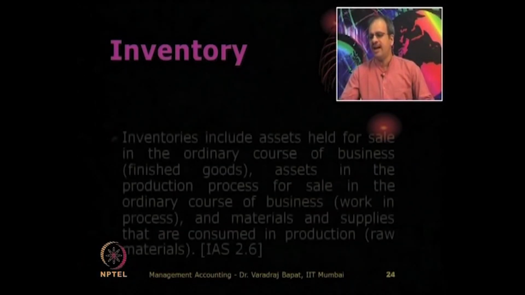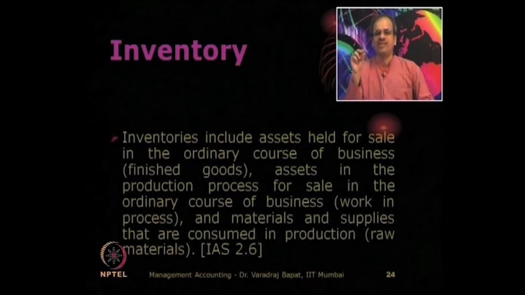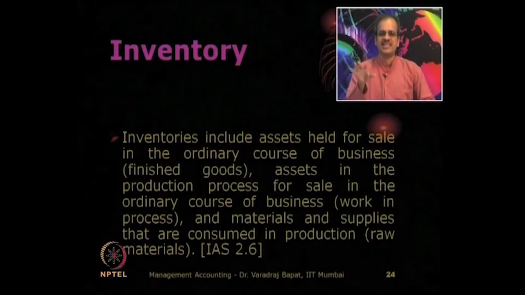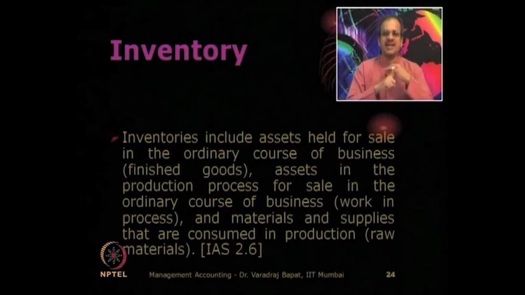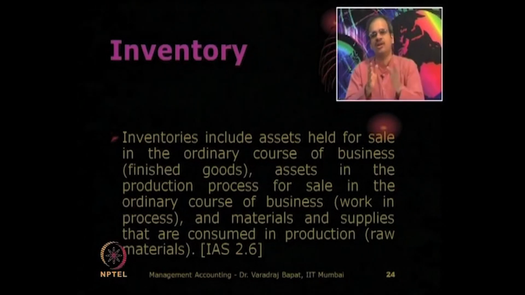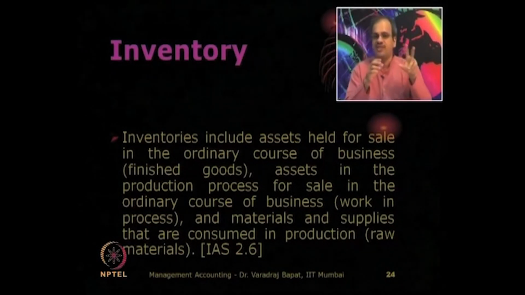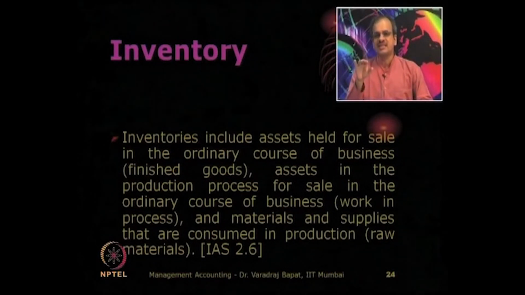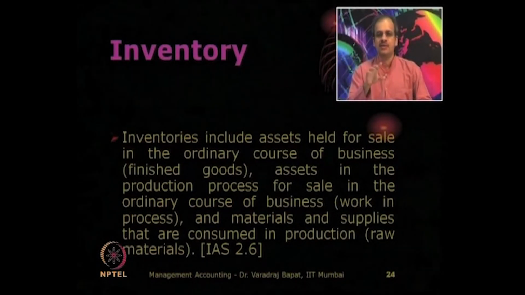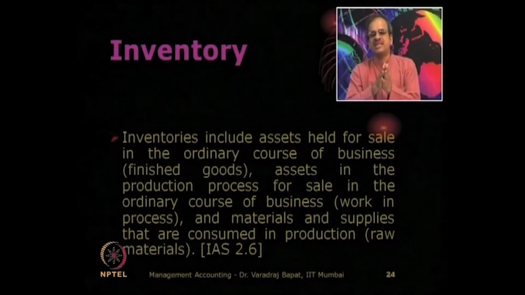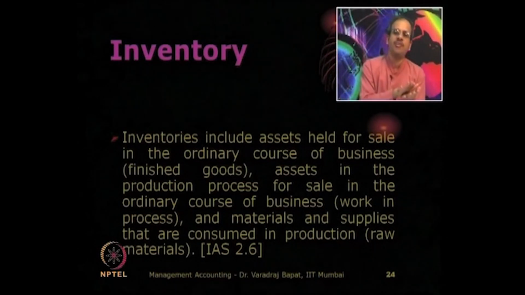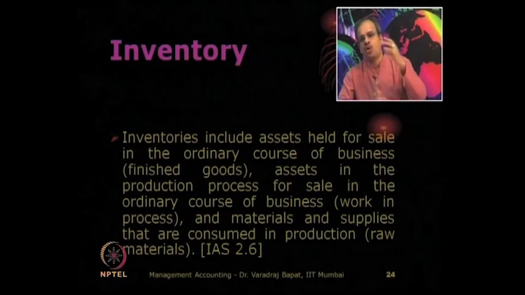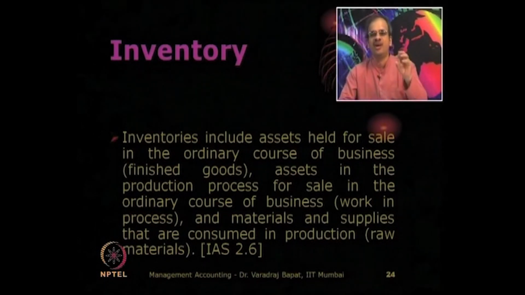Now, let us look at the formal definition of inventory as per International Accounting Standard IAS 2.6. Again the same thing is given, that these are the assets which are held for sale in the normal course of business, which is finished goods stock, or the assets in the production process which is meant again for the normal course of business, which we call work in progress, or the materials and supplies that are for consumption in the production, which we call raw material. So, all these three things are included in the term inventory.